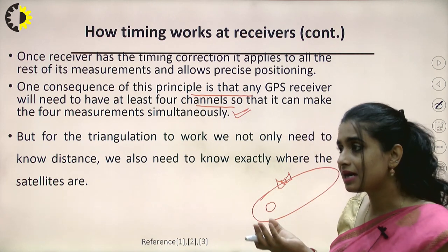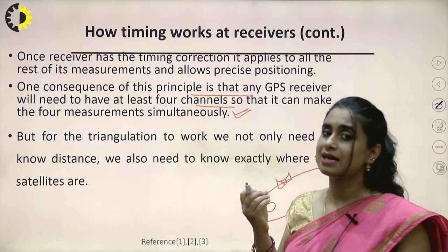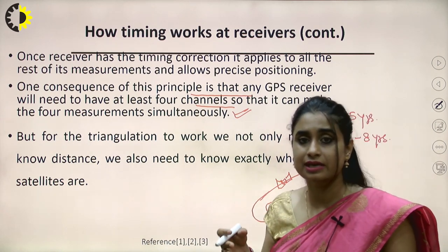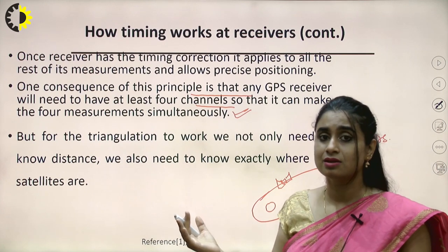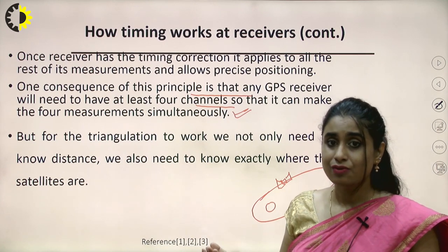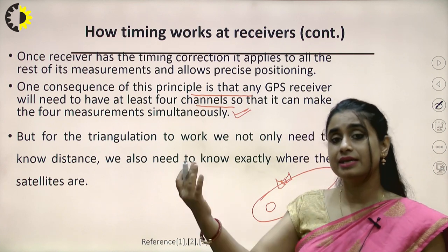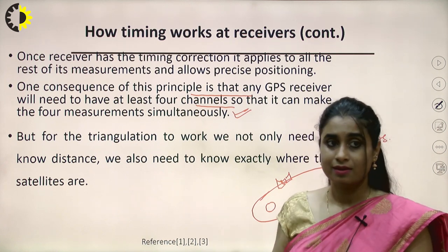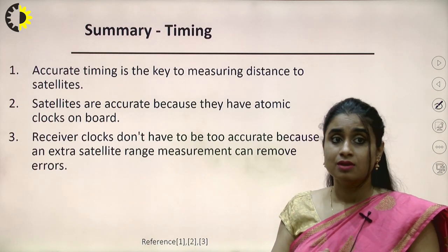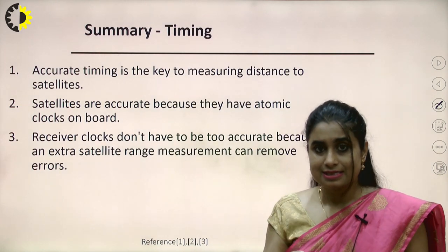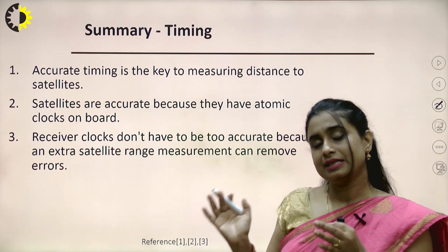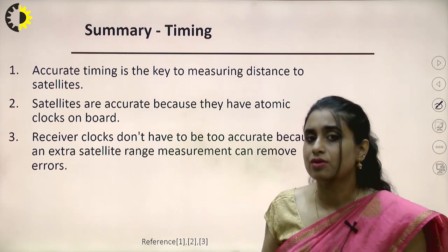So even if the satellite has moved slightly from its exact location, that has to be corrected before all this calculation is undertaken. So not only the distance, but the exact position of the satellite has to be relayed, communicated time to time, right? Distance along with position of the satellite, these two are to be taken care of, right?